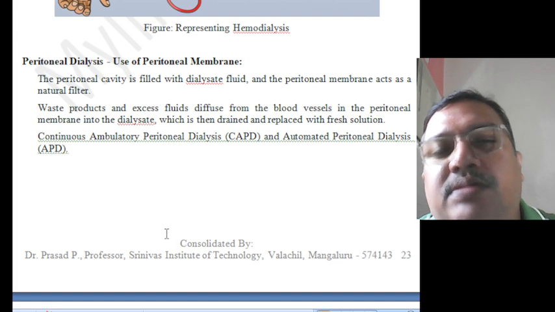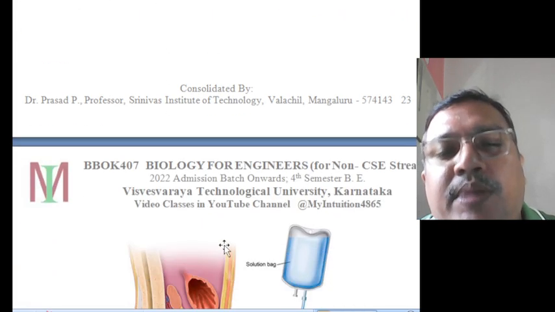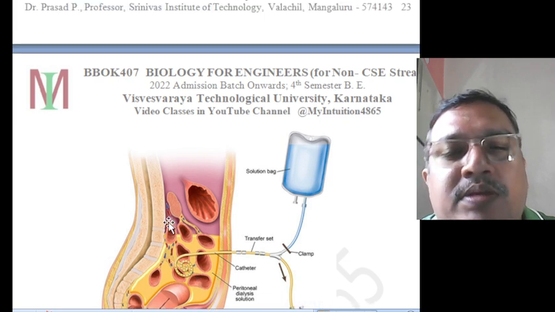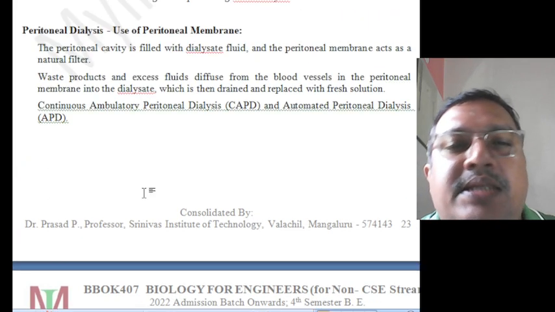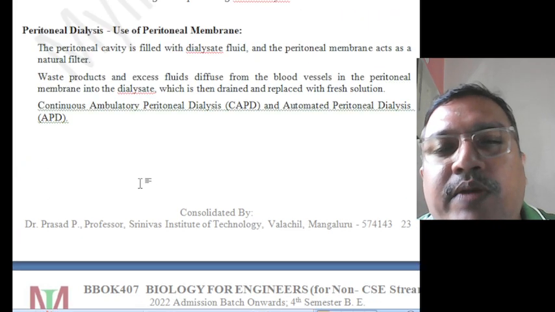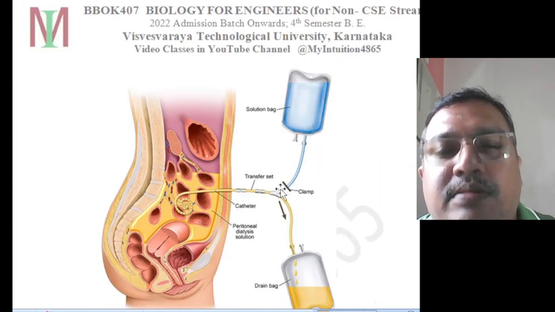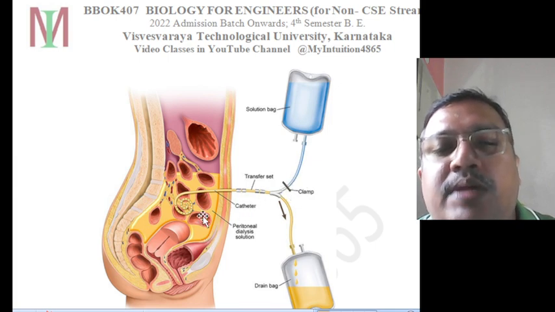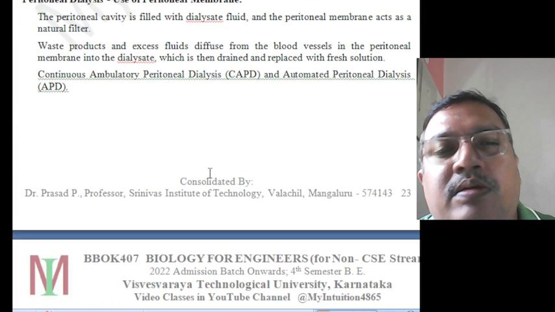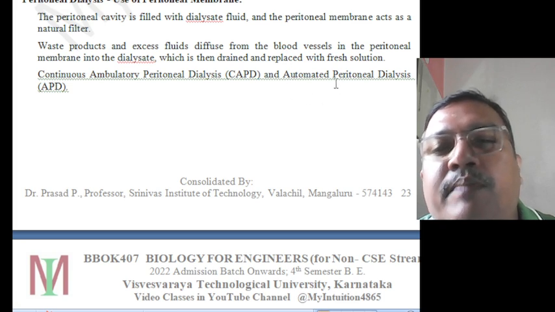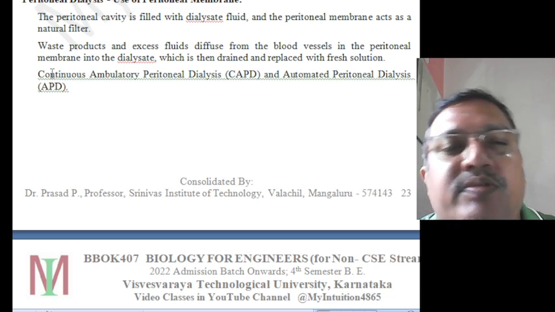Peritoneal dialysis uses the peritoneal cavity in our stomach. This particular area is called the peritoneal cavity. In that cavity, the dialysate, the fluid used for dialysis, is pumped or filled using a bag. It is filled, then closed, so the exchange takes place, and it flows back to a drain bag. The waste products and excess fluid diffuse from the blood vessels in the peritoneal membrane into the dialysate, which is then drained and replaced with fresh solution.